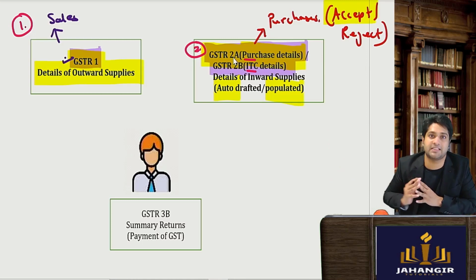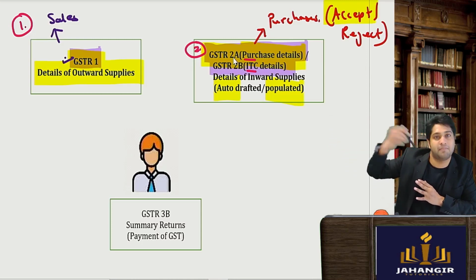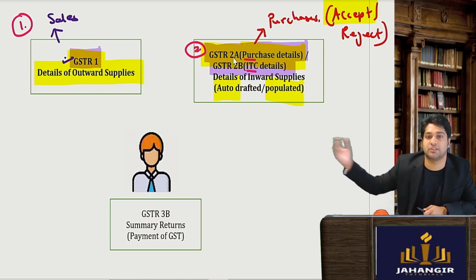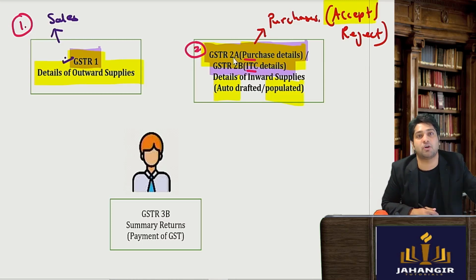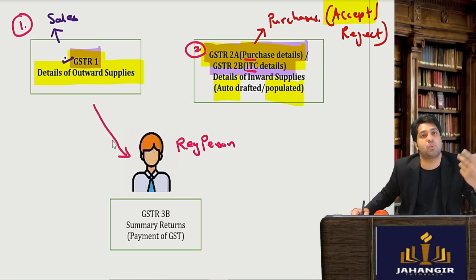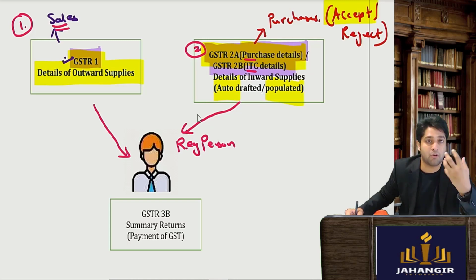Because when he will be purchasing, his seller will put in his GSTR1 and in my account it will be auto populated that I have purchased from him and I have paid so much GST. So in GSTR 2A the purchase details are auto populated, and the details of sales I have to enter manually. So any registered person or dealer will have details of GSTR1, that is how much sales he has made, and details of his purchases, that is how much purchase he has done and how much tax he has paid on his purchase.